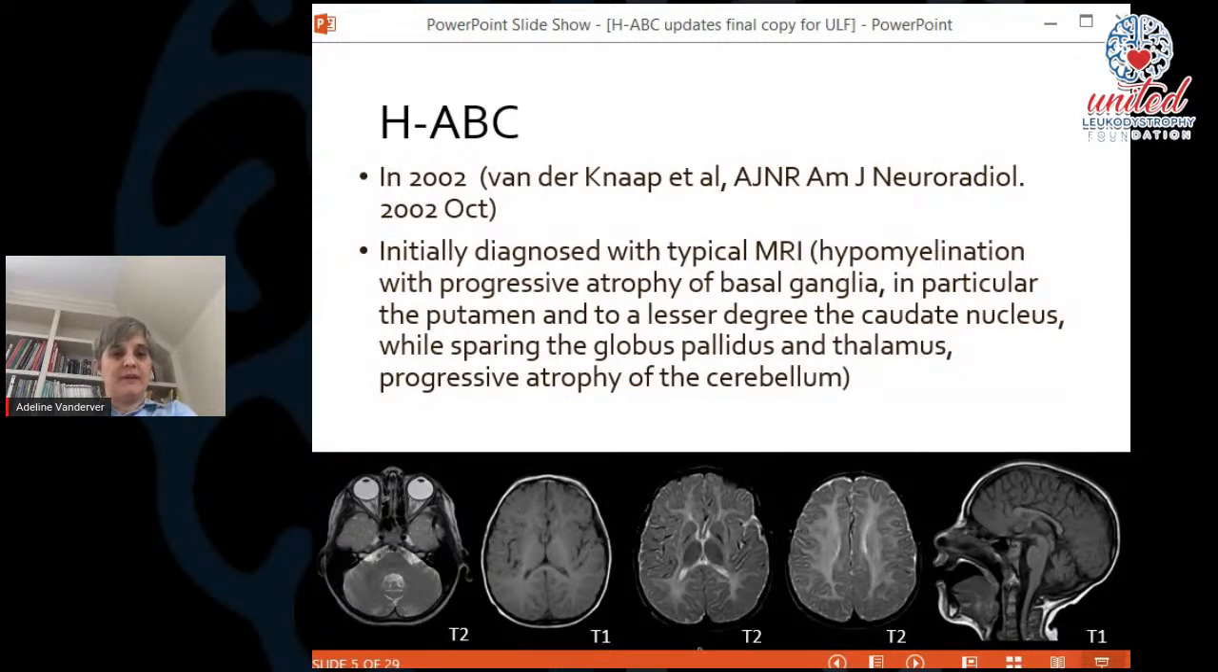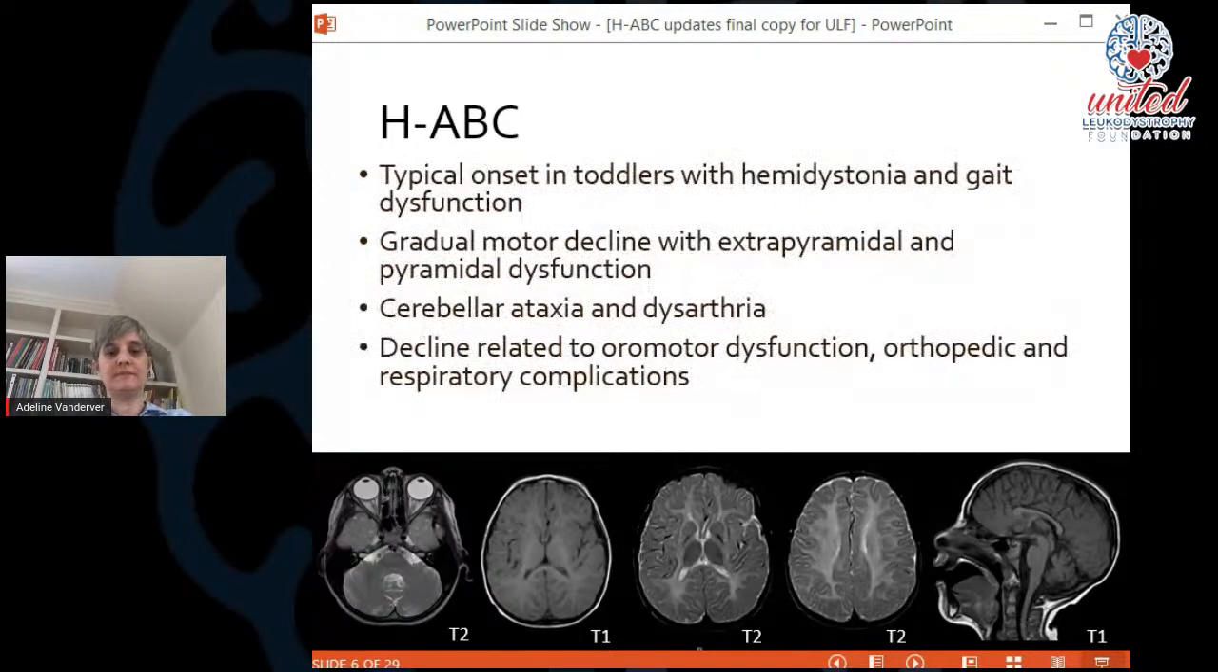So to go back a step, in 2002, initially children with HABC were only considered to be those children who had the hypomyelination along with the atrophy of the basal ganglia and the cerebellum. Typically those patients presented as toddlers after a period of normal appearing development, and then they often would develop what's called hemidystonia, which is a medical term for stiffness and sometimes awkward positioning of one side, and also progressive difficulties with walking or gait.